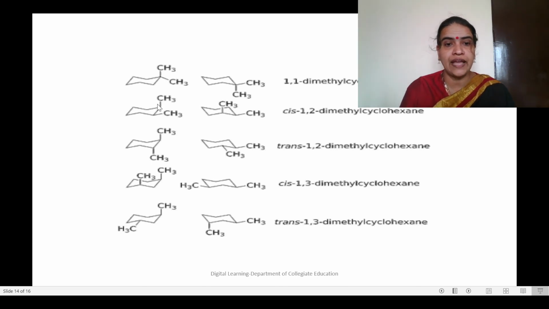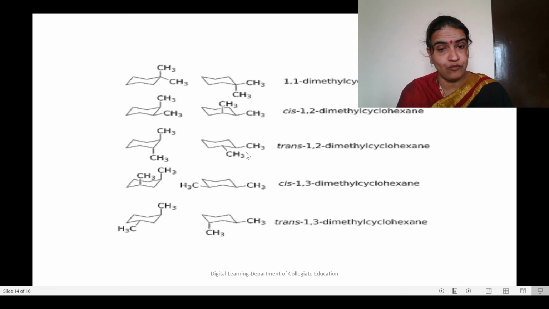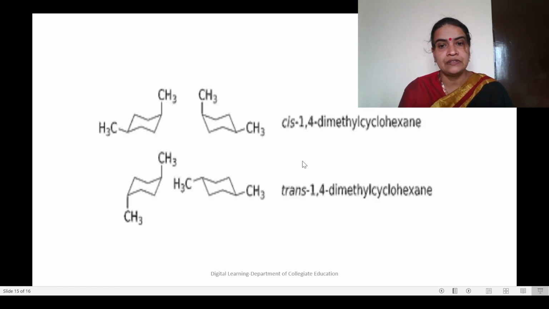For cis 1,2, both are axial or both are equatorial. If one is axial and one is equatorial, it will be the trans conformation. Then cis 1,3 and trans 1,3, which we have seen already in the previous slide. This is cis 1,4, again at the 1 and 4th positions. Both should be up, axial position, and in trans, one should be up and one down, which is axial and equatorial.